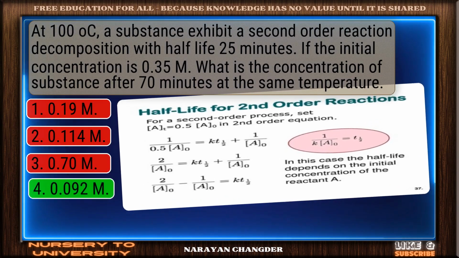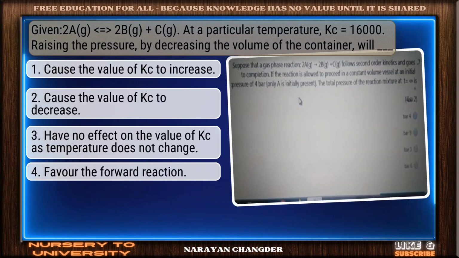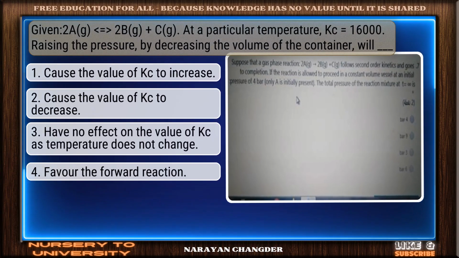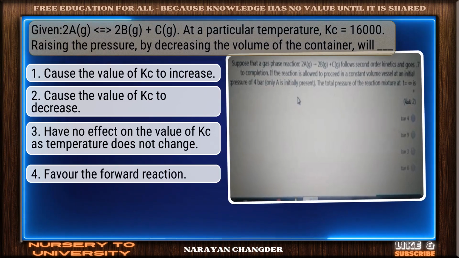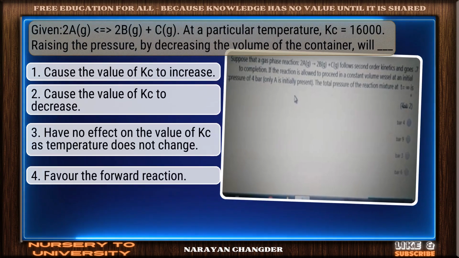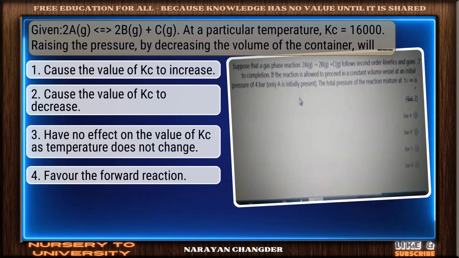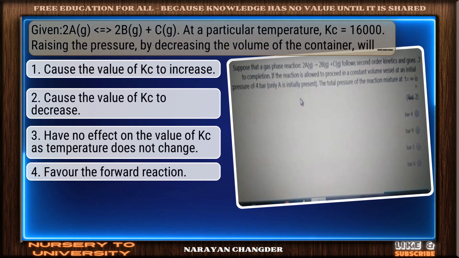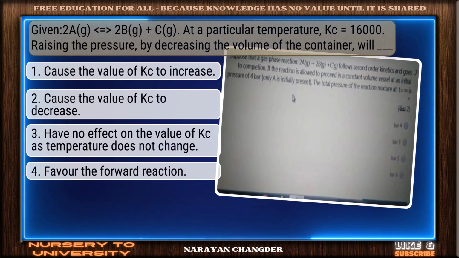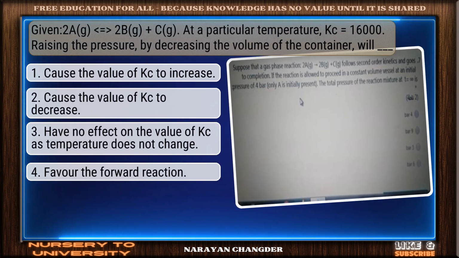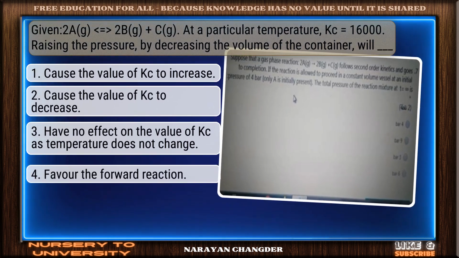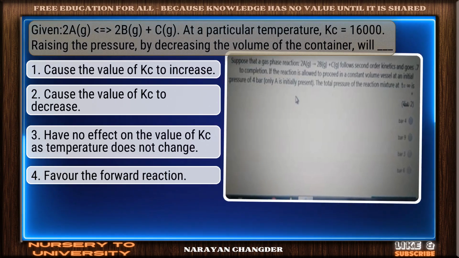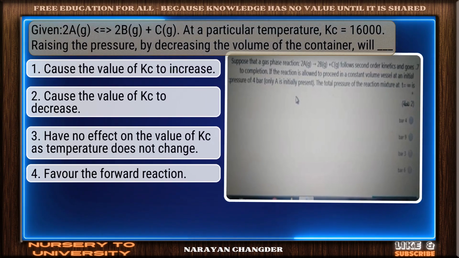So 0.092 mol, well done. Given 2A equals 2B plus C at a particular temperature, Kc equals 16,000. Raising the pressure by decreasing the volume of the container will: Option 1, cause the value of Kc to increase. Option 2, cause the value of Kc to decrease. Option 3, have no effect on the value of Kc as temperature does not change. Option 4, favor the forward reaction.